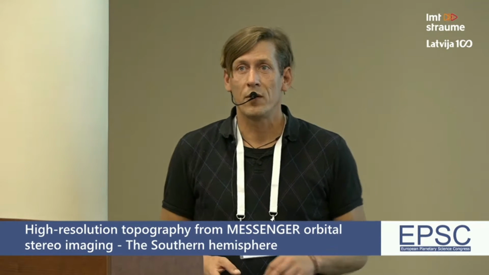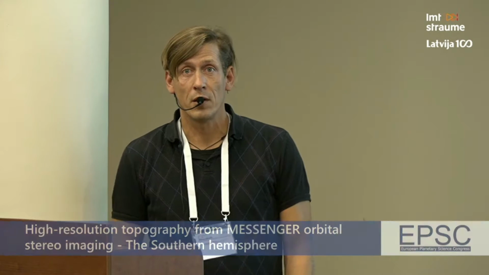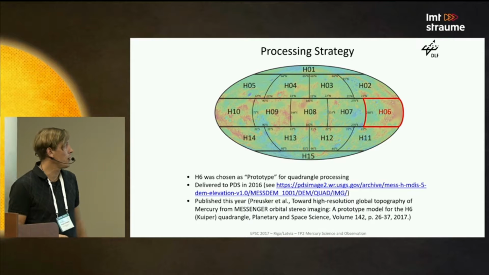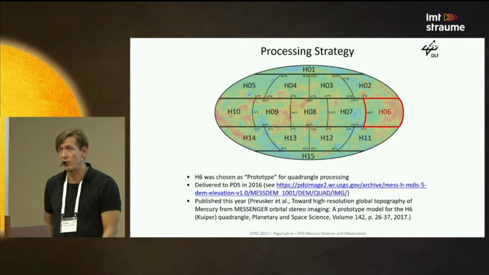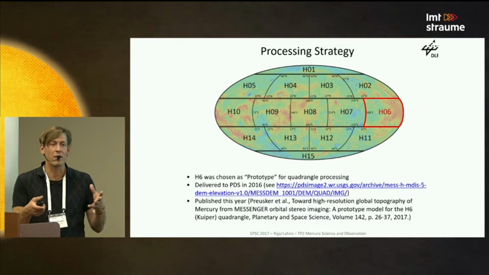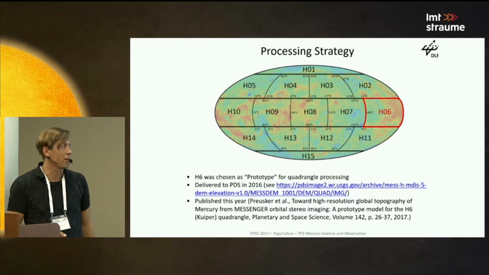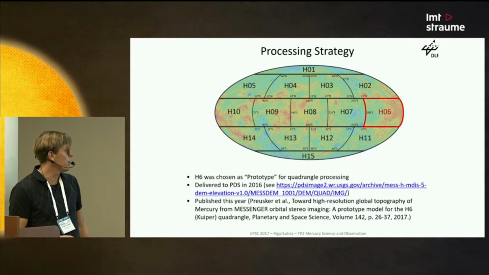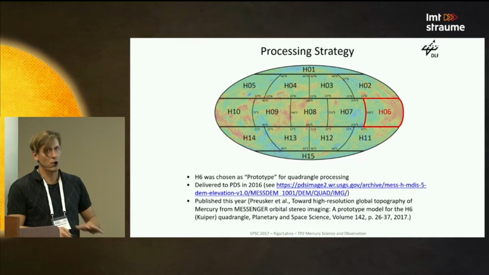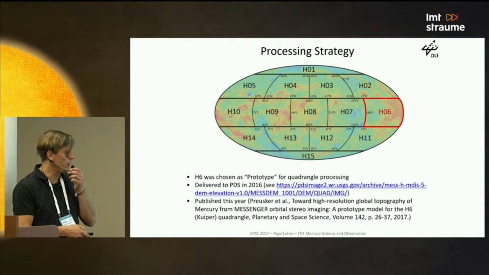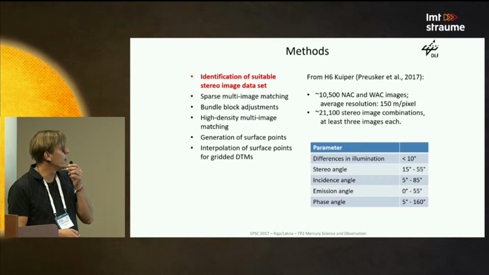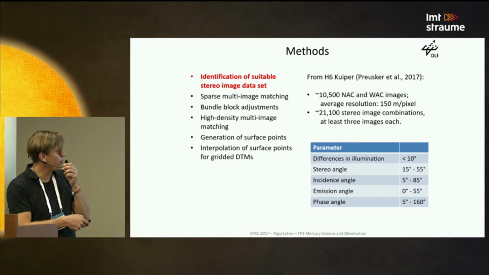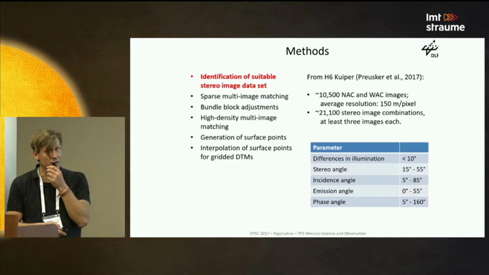We started with the H6 quadrangle in earlier times, in 2014, 2015, and it was chosen as a prototype to show how we can get a quadrangle DTM. This was delivered in 2016, last year, and the whole work was published this year. About the methods: on the left-hand side you can see our methods, and here you can see an example from the paper.